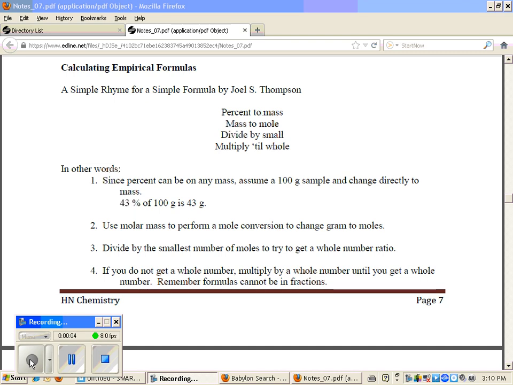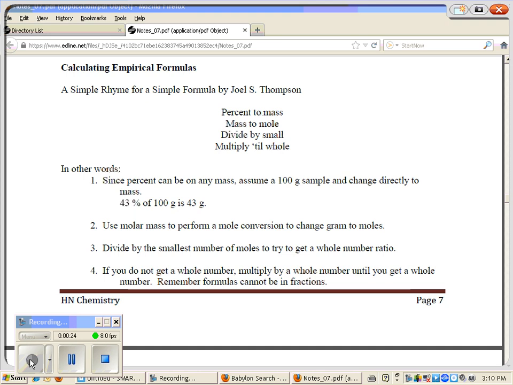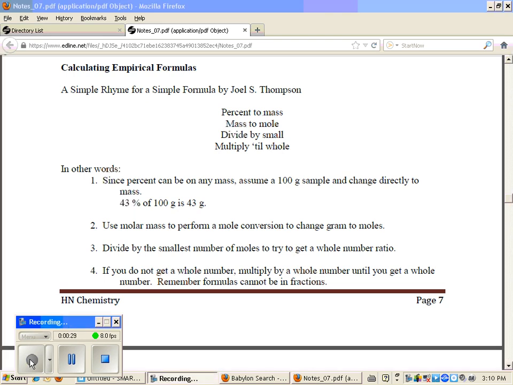Hello students, this is a lecture about calculating empirical formula. We've already talked about the definition of empirical formula, where it's a ratio of elements and it will be the simplest whole number ratio. Here in your topic notes, I have a little saying: change percent to mass to mole, divide by the small, and multiply to a whole. That basically goes over the steps.